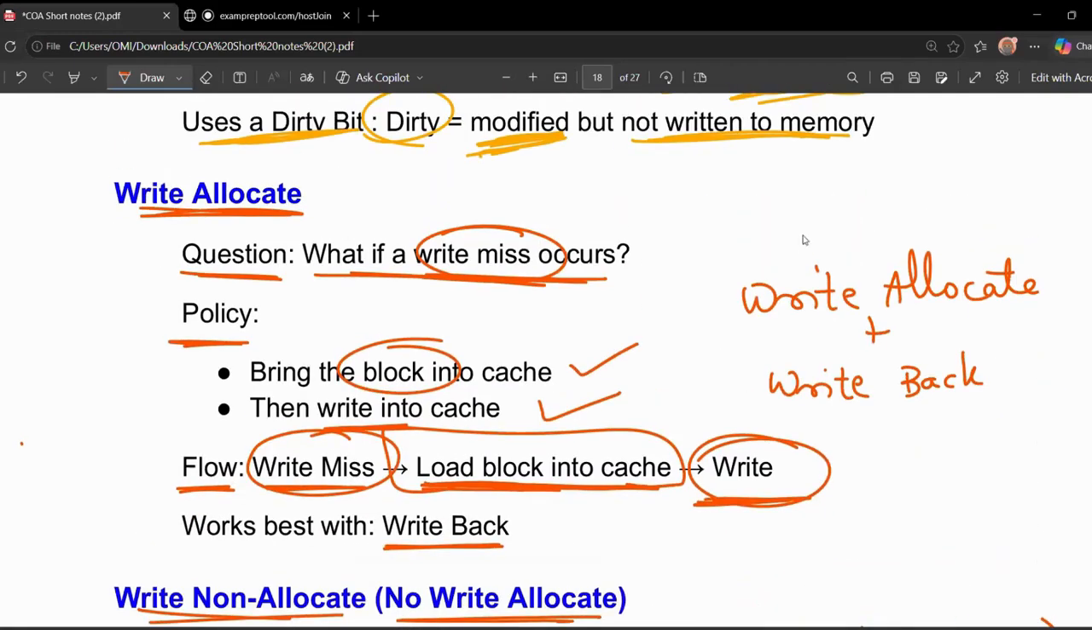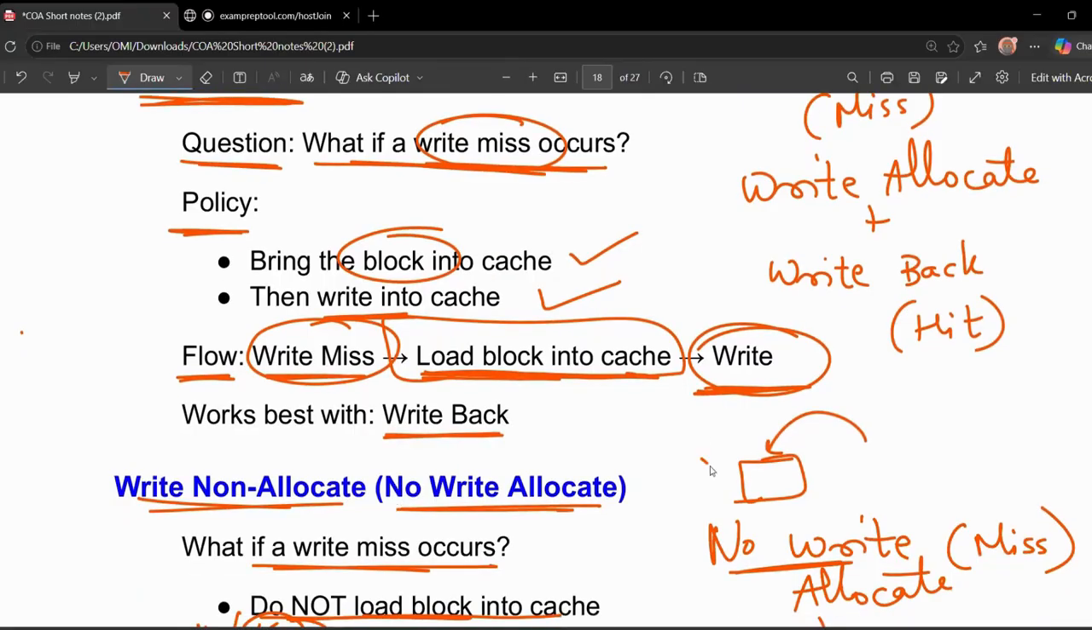Now here also we have taken one miss combination and one hit combination. What the miss says is: you bring the block into the cache, and you update only there. That is what write allocate says: bring the block into the cache and then write into the cache.